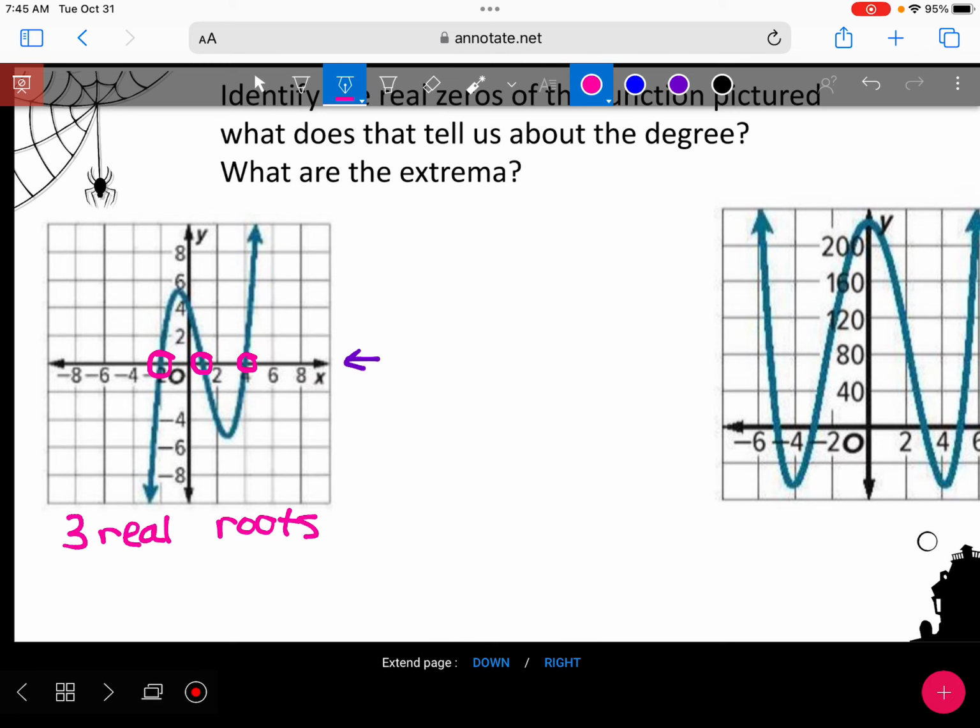Looking at our end behavior, is this going to be an even degree or an odd degree function? Odd. So we know this is odd, and it has 3 real roots, which means our degree has to be 3 or bigger, and it's going to be odd. The number of real solutions we have, it has to have a degree at least that big. So this could not be a linear function. This could not be just x to the first, because I can't have 3 solutions for x to the first. This could not be x squared. I can't have 3 solutions when it's x squared.